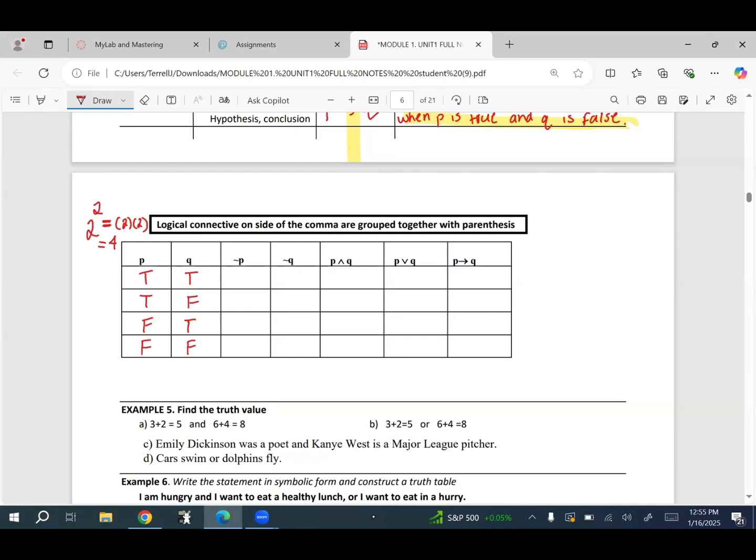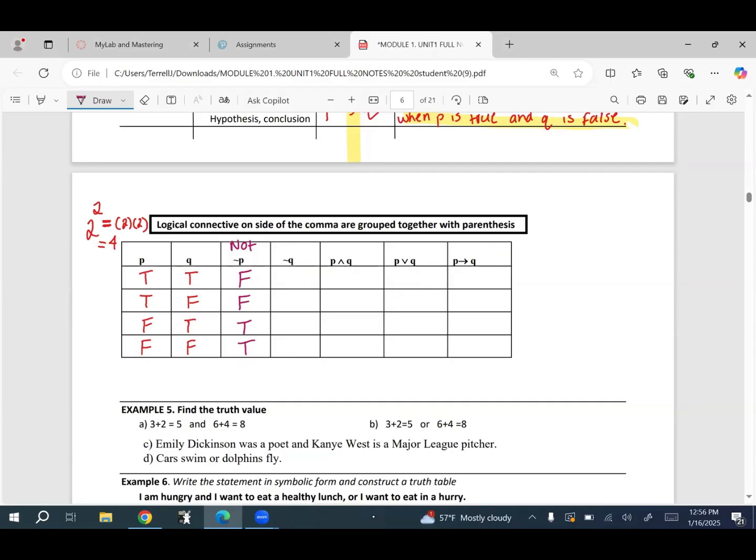Now, let's look at this next column. What is this? What does that mean? I'm going to say not P, right? Not P. So how do I find this? I look at the P column, look at each row, and do the opposite. So the opposite of true is false. The opposite of true, looking at the second row on the P column, is false. The opposite of false is true. The opposite of false is true.